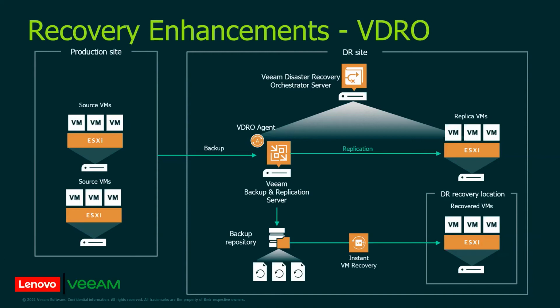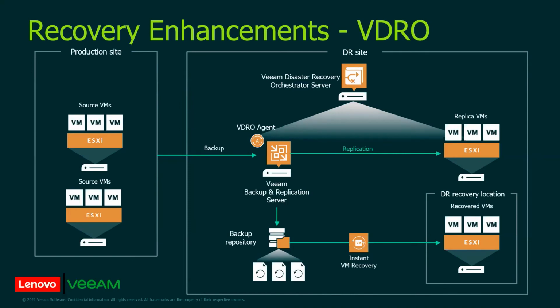And the way that VAO or VDRO has evolved over time is that initially it was only for orchestrating Veeam replication. So if I replicated my VMware VMs to a DR site, a DR host, we could orchestrate how those VMs came up and ran. And then with, I believe, version 3 of VDRO, we added the capability to recover from backup as well. So in this case, using instant VM recovery to include those in your orchestration plans, so it wasn't limited to just your replicated VMs.